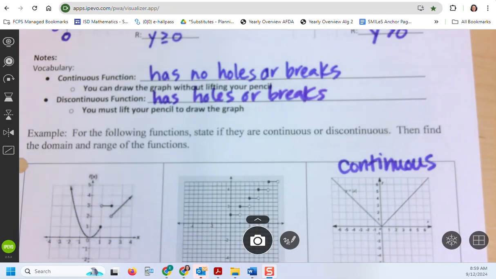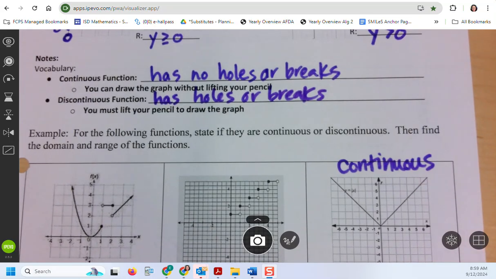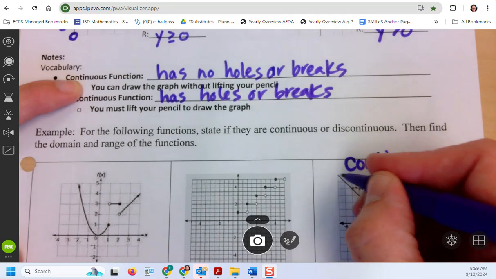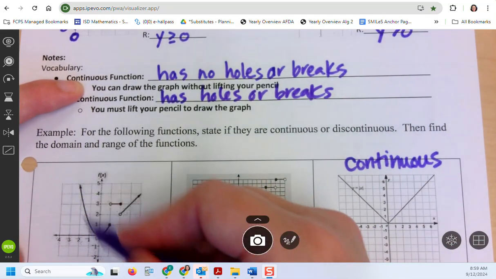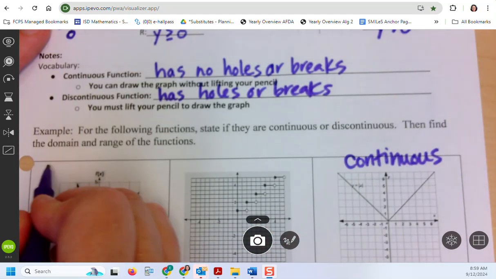Okay? Just telling whether or not a function is continuous or discontinuous is pretty easy. The hint here is that you could draw the graph without lifting up your pencil. So I can draw this graph without lifting up my pencil. It's continuous. For this one, I have to pick up my pencil for the next piece. So I'm going to write discontinuous on this one.